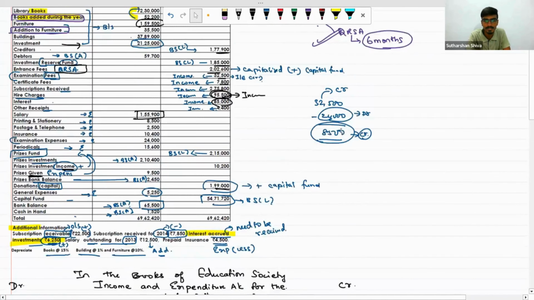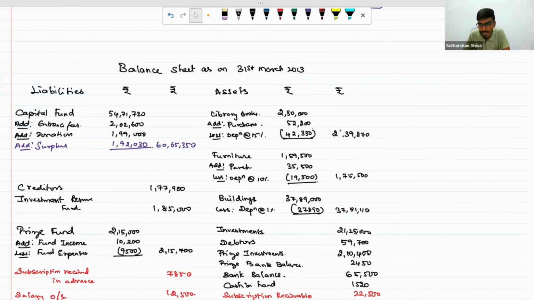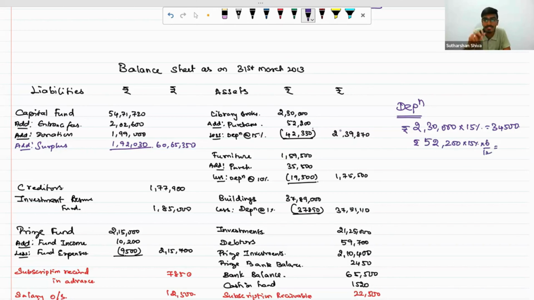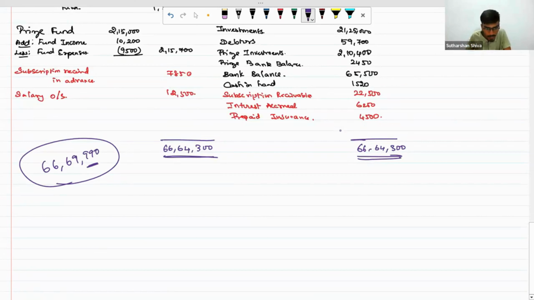Yes. Now, how we need to calculate is an important point. Here, depreciation should be calculated in such a manner that on 2,30,000, we will directly apply 15%. What is the value? 34,500. Correct. On purchases of rupees 52,200, we will apply 15% into 6 by 12, because we will assume it is 6 months. Whatever assumptions we take, we will write it in notes.